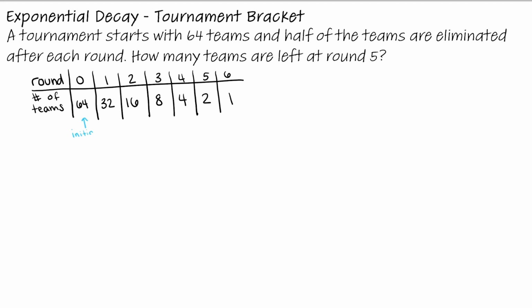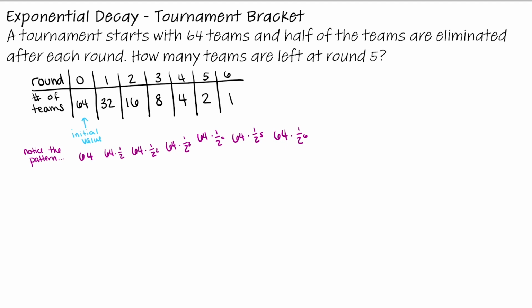So again, we want to notice what pattern we have. Here, we're multiplying each of these values by 1/2 every time. So we start with 64. We multiply that by 1/2 to get 32. Multiply that by 1/2 to get 16, or 64 times 1/4 gives us 16. 64 times 1/8 gives us 8, and so on. So we can see that we are really multiplying by 1/2 raised to some power for each round.